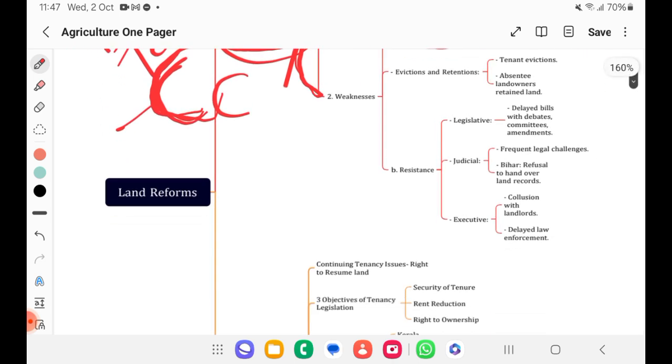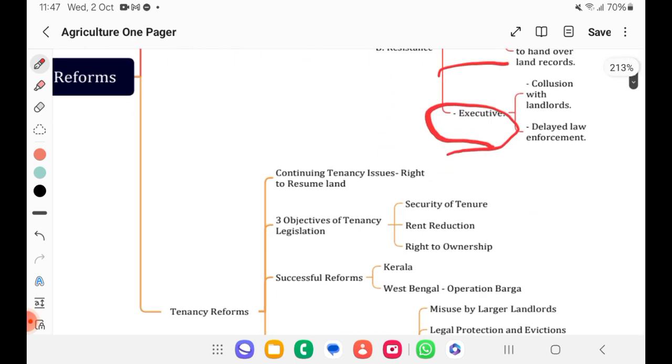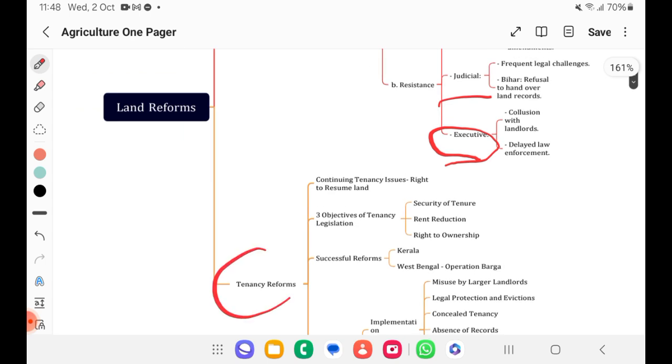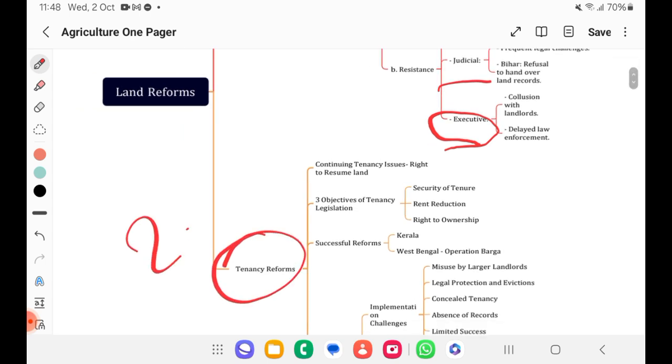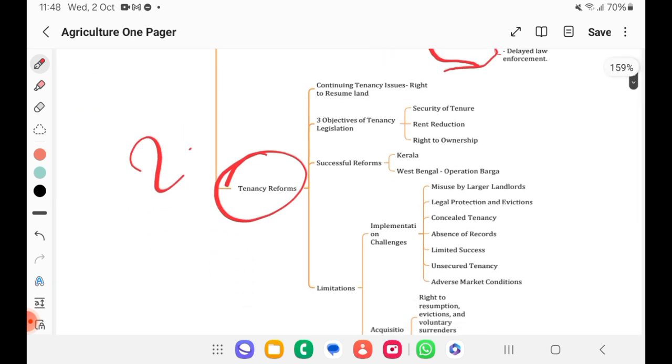Then we had resistance also. It was 3-level resistance. Legislative, where the process was delayed, bill is delayed, debates were more, and judicial, frequent cases, executive, collusion with the landlords, and delayed law enforcement. So these were also a challenge. Then we have seen tenancy reform, right? Second point was tenancy reform. Under that, continuing tenancy issue, right to resume land. So there was an issue.